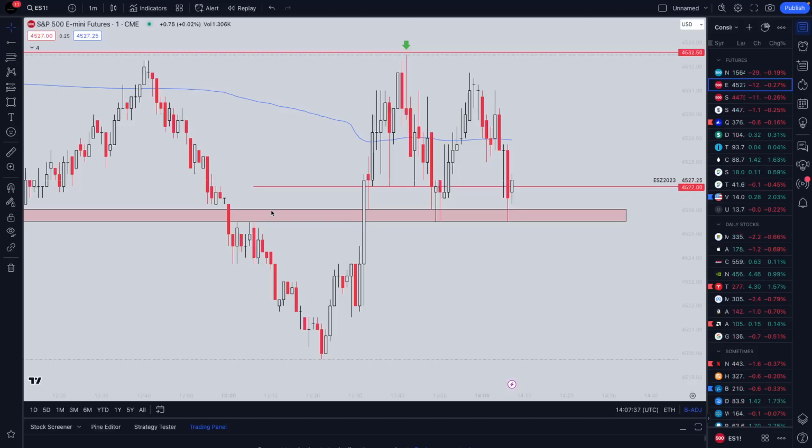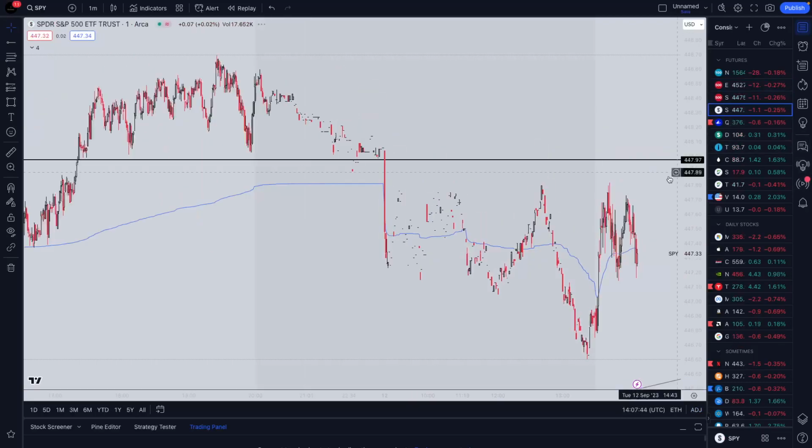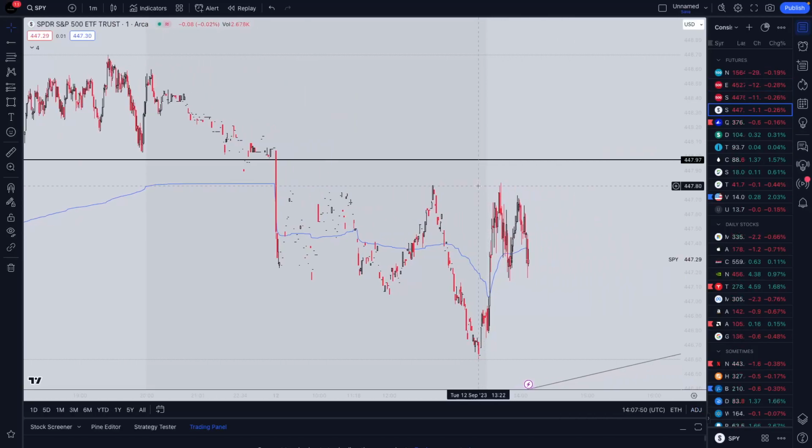So, reason behind the trade. We took puts at 4533 pre-market resistance. Now, if we go into SPY, we see this 447.77 is a resistance. We ended up rejecting that at today's high of day so far. But notice how that isn't the high of day.